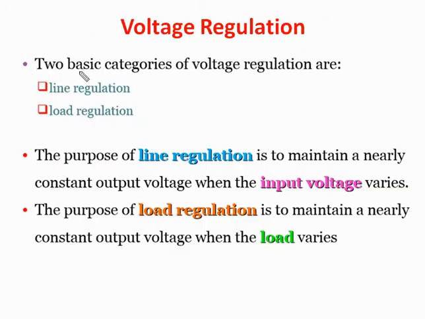Voltage regulation. Two basic categories of voltage regulation are line regulation and load regulation. The purpose of line regulation is to maintain a nearly constant output voltage when the input voltage varies. While the purpose of load regulation is to maintain a nearly constant output voltage when the load varies. So in these conditions, input voltage varies but the load is fixed. But in these conditions, load is variable but input voltage is fixed.